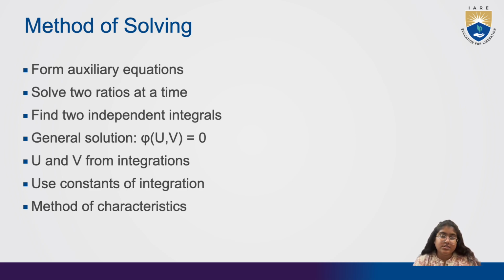Finally, the general solution of the PDE, or partial differential equation, is given by an arbitrary function phi of the two integrals we found. Symbolically, it is written as phi of u comma v is equal to 0. In practical problems, you may sometimes be given boundary conditions or additional constraints that help determine the specific form of the solution.